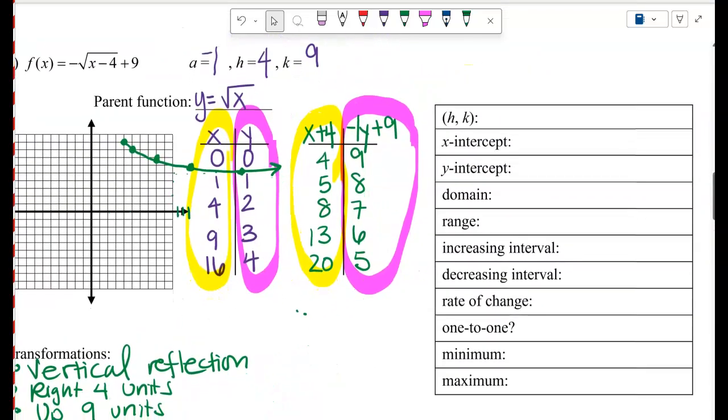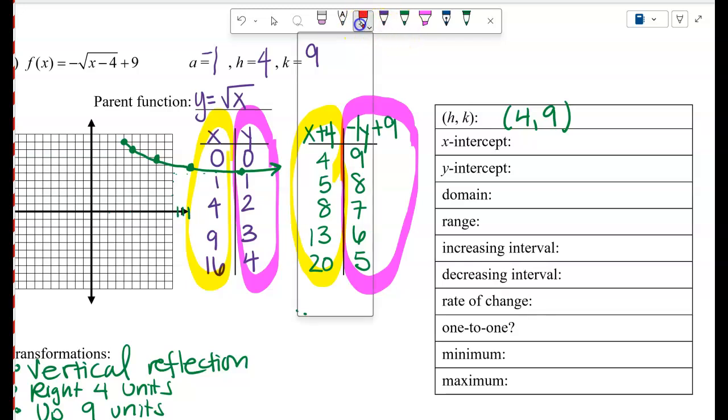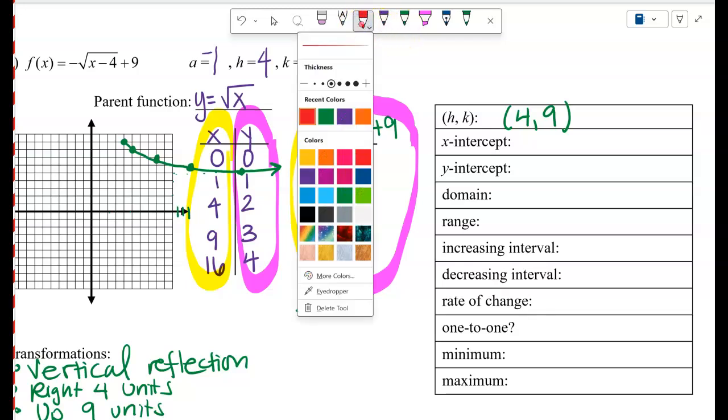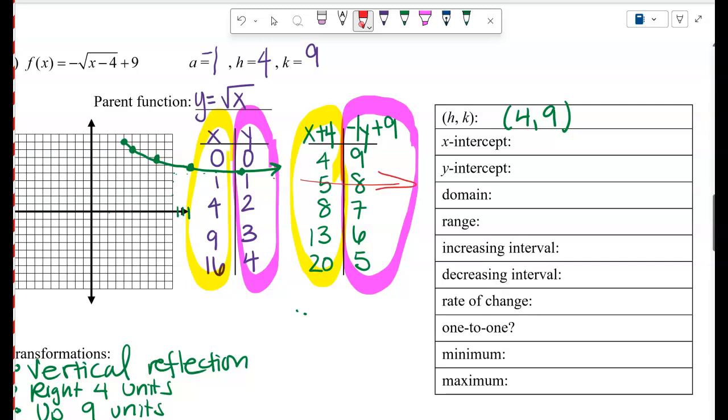Now let's fill out some of the stuff here. Your h and k, that's super nice, is 4, 9. We will have an x-intercept because, if this keeps on going, it's eventually going to hit the x-axis. So we know it's going to go down here somewhere. We have to find that manually. Since this curve is fully to the right, it's not touching the y-axis, so there's no y-intercept.